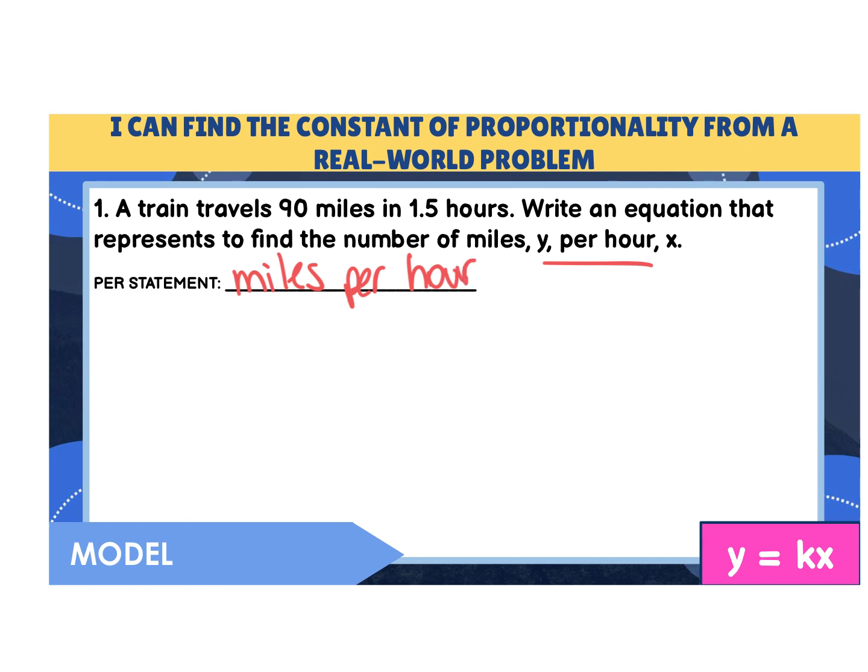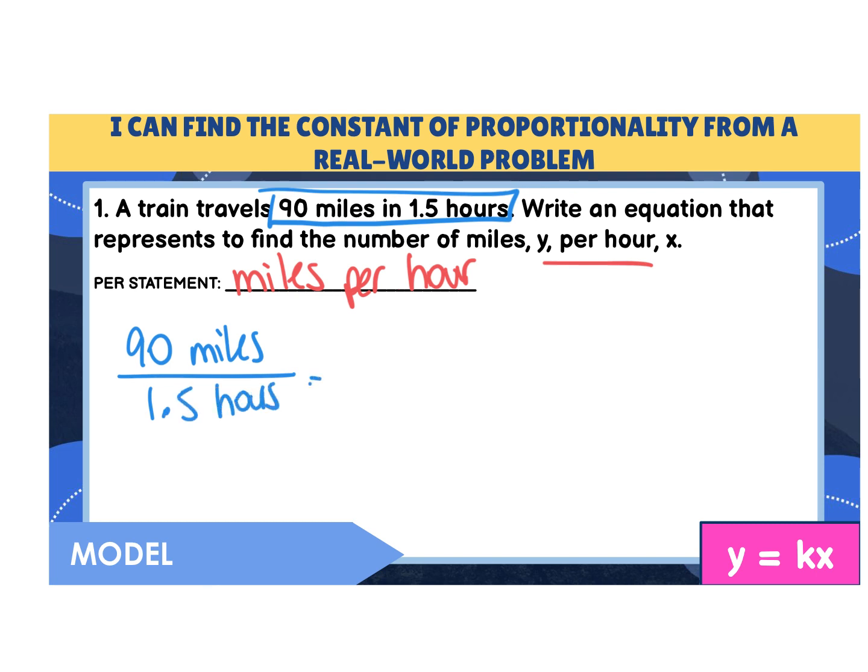We're going to go back into our problem to find the ratio that's given to us. So we have 90 miles in 1.5 hours. I'm writing that ratio as a fraction. And we know if miles is on top, miles has to stay on top. If hours is on bottom, hours has to stay on bottom. And we go back to our per statement, miles per hour, which means we want 1 hour with x miles. So that's what we're looking for.